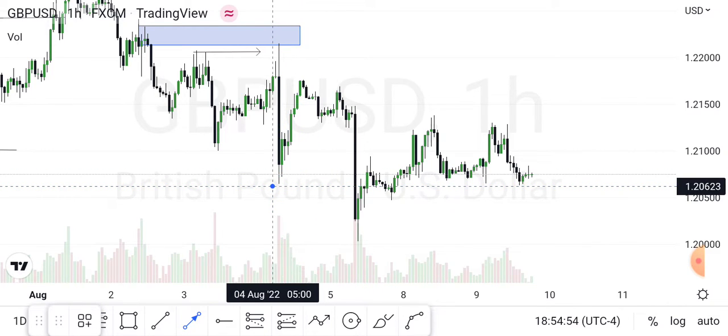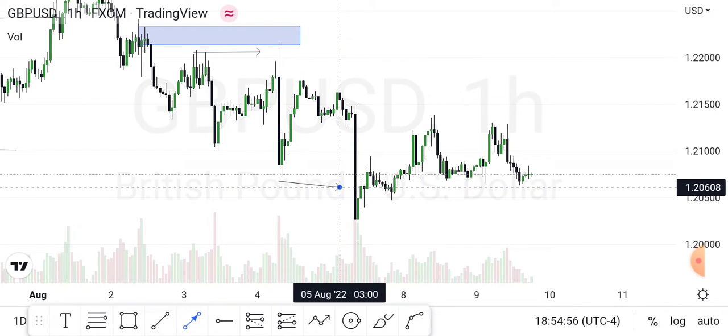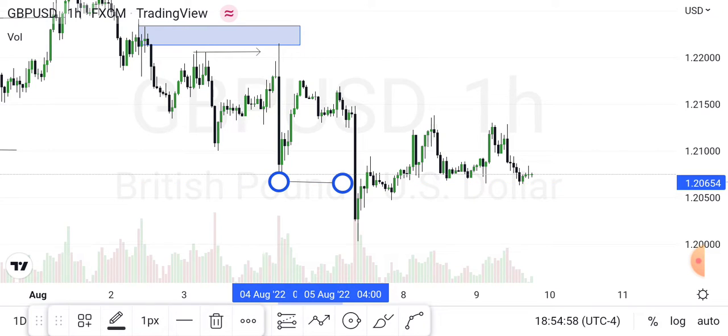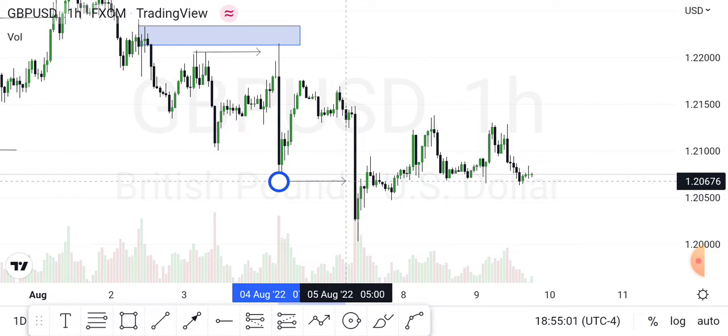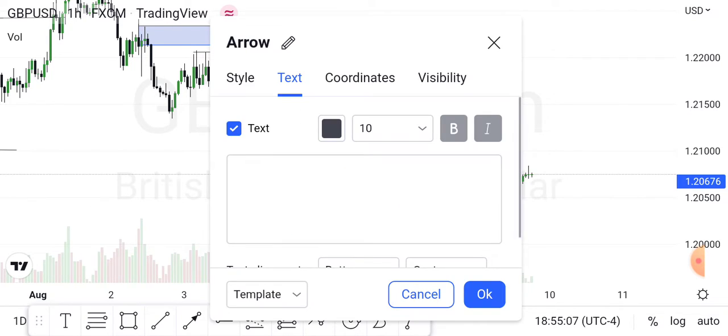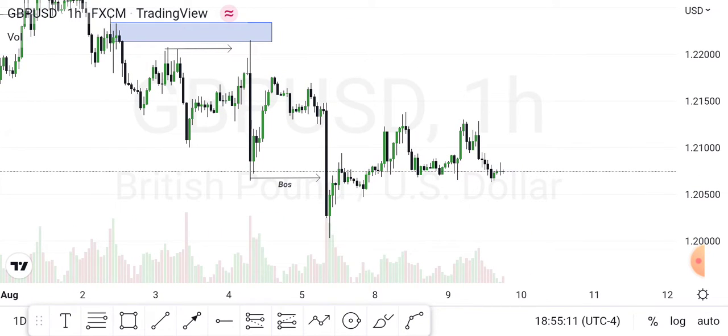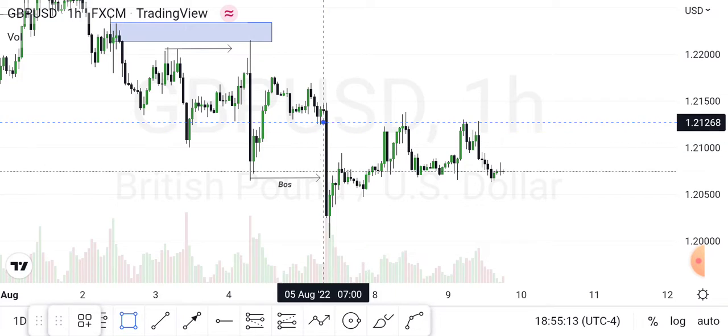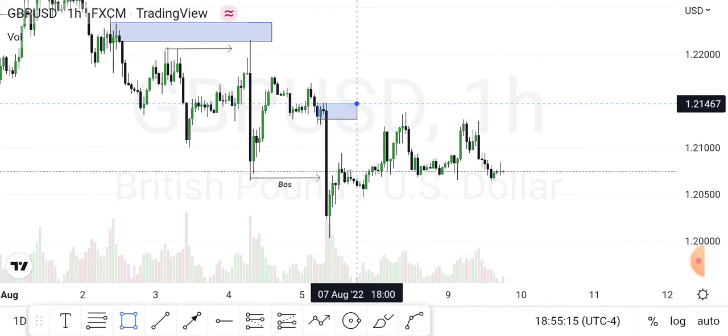So we had this nice break of structure here. Okay, I just want this line to be straight. Nice break of structure. So we have the break of structure here. I know so many people picking this other block here.